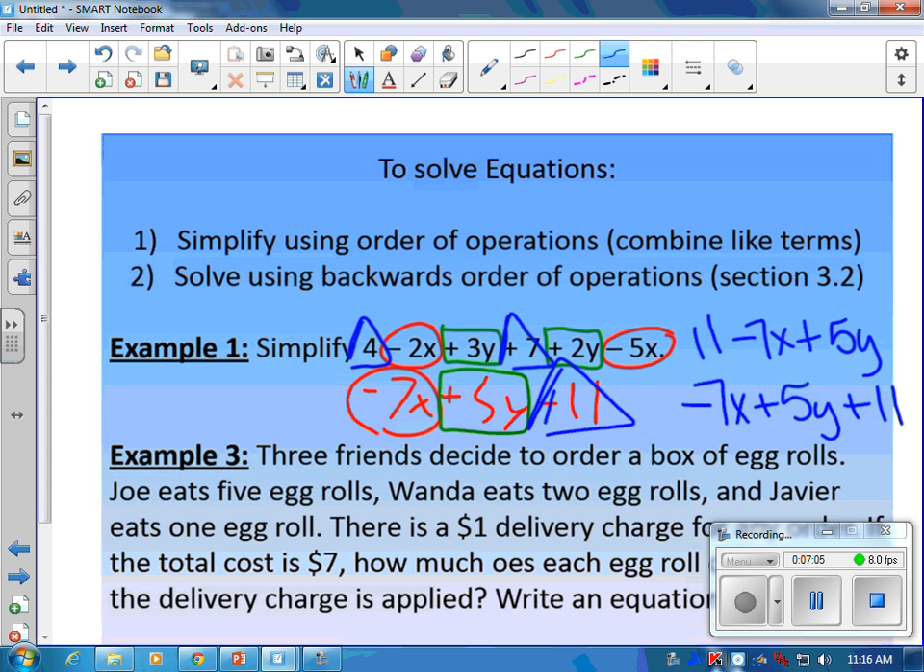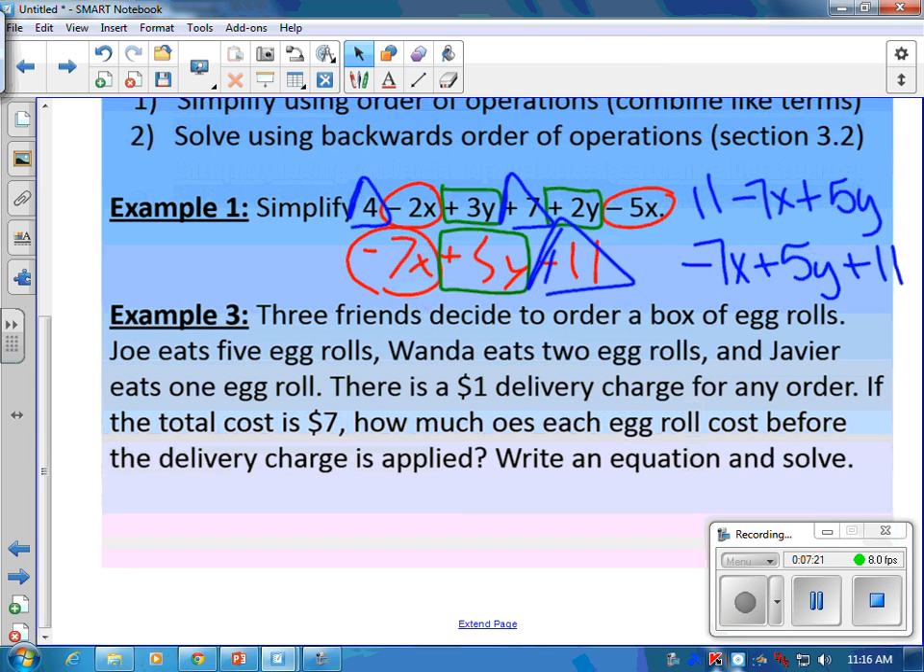So I have to have negative 7x plus 5y, and the 11 should be positive as well. So you don't have to have it in the correct order in your first step. Just make sure by the time we finish the problem, we have it in that standard form for our expression.